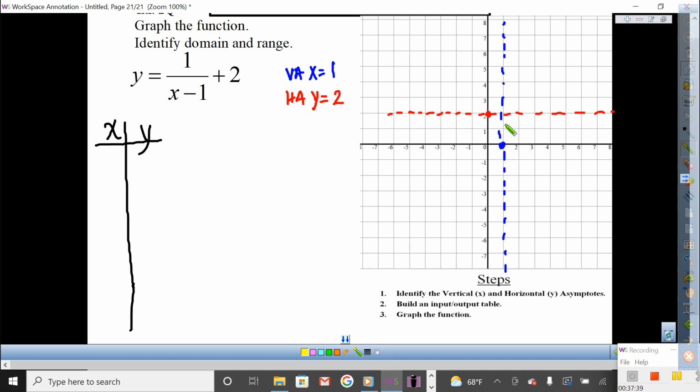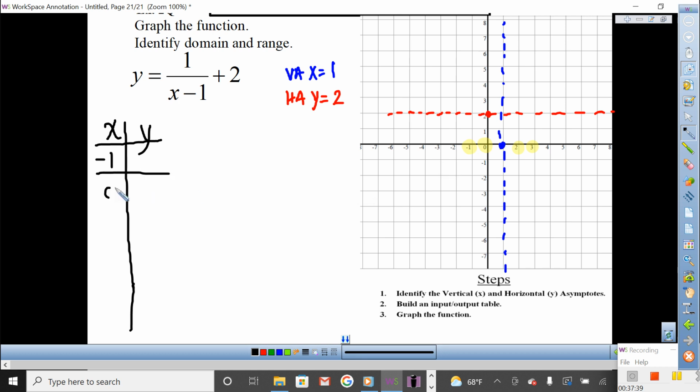So tell your neighbor 2 x values to the left of x equals 1. Good. Raymond, which ones? 0 and negative 1. Yes, that's to the left. How about to the right? 2 and 3. Okay. That's going to be our domain, people. Negative 1, 0. And I'm going to include 1, but what do I write for 1, everyone?